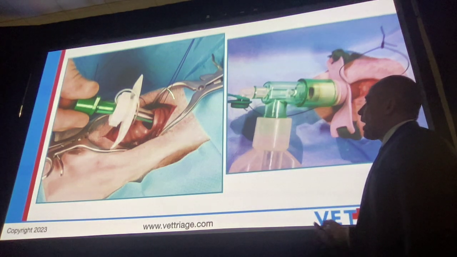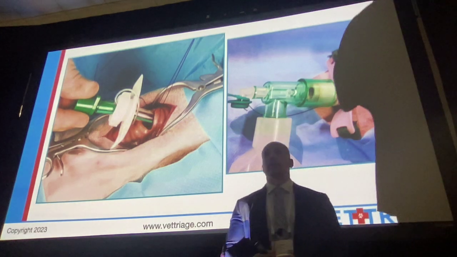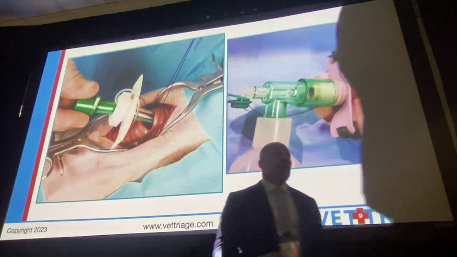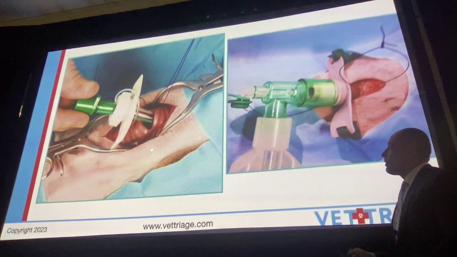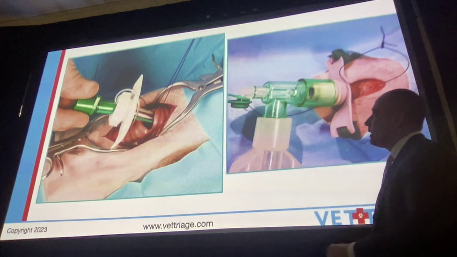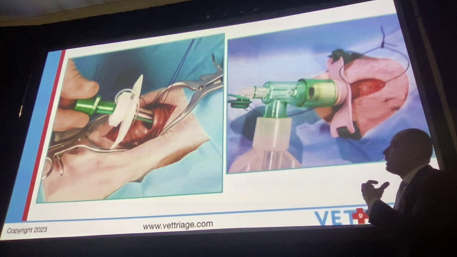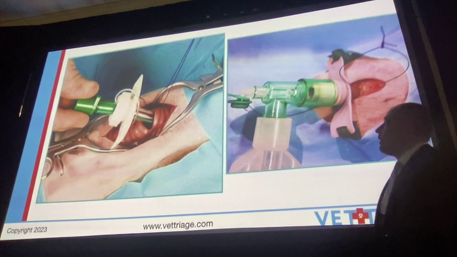How many folks here have performed a temporary or permanent tracheostomy? Yeah, so it's a cool way of bypassing the upper airway for these dogs, especially if you're having a lot of difficulty trying to intubate them. It's just too swollen and collapsed in there. Then it is an option to try and bypass it.